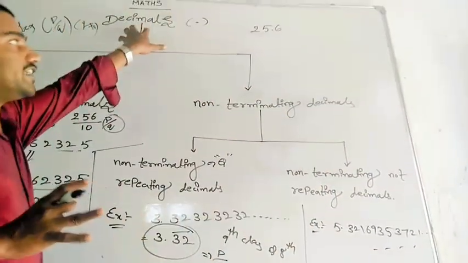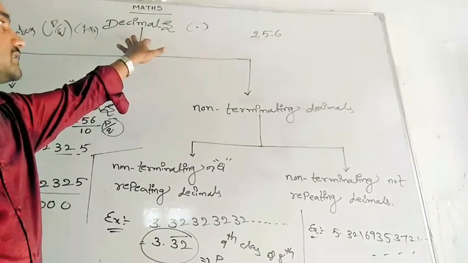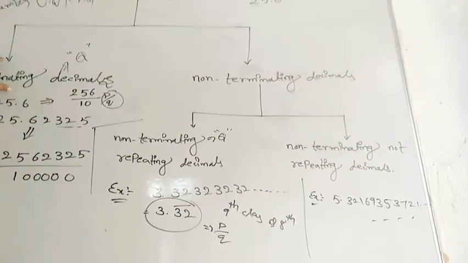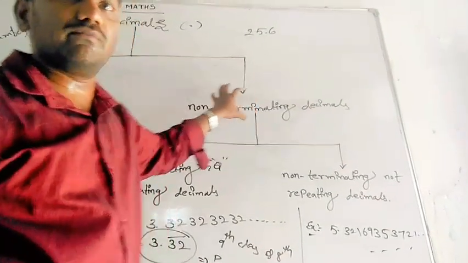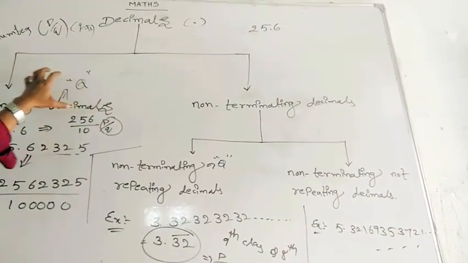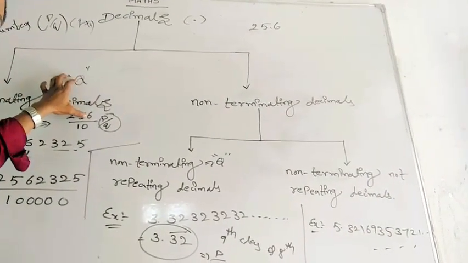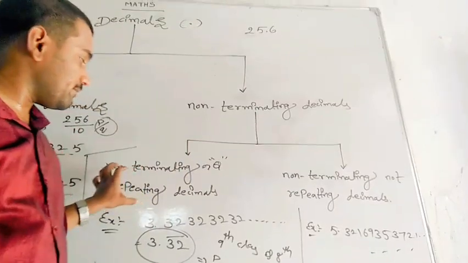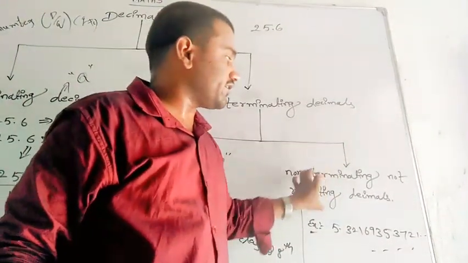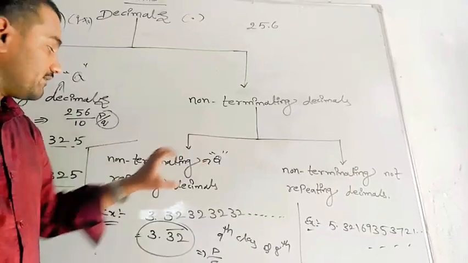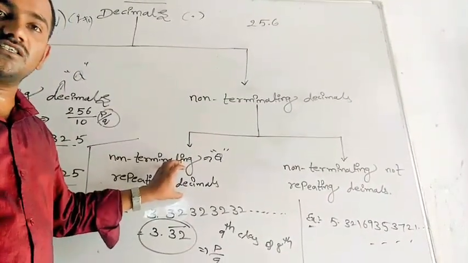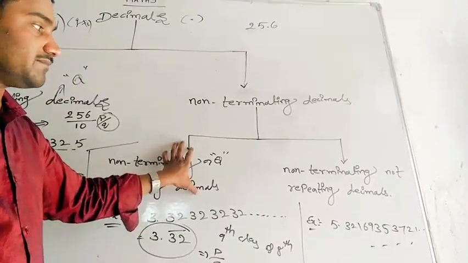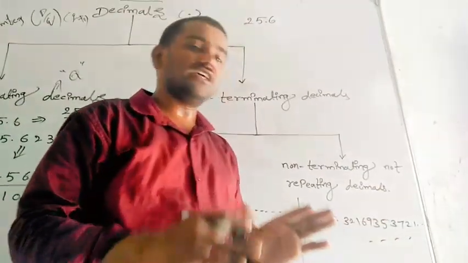A decimal point divides the whole number into two parts. Decimals are classified mainly into two types: terminating decimal numbers and non-terminating decimal numbers. If the number of decimal digits is countable, it is a terminating decimal number, which can be expressed in the form of p by q, so it is considered a rational number. Non-terminating repeating or recurring decimal numbers can also be expressed in the form of p by q, so these are also rational numbers.